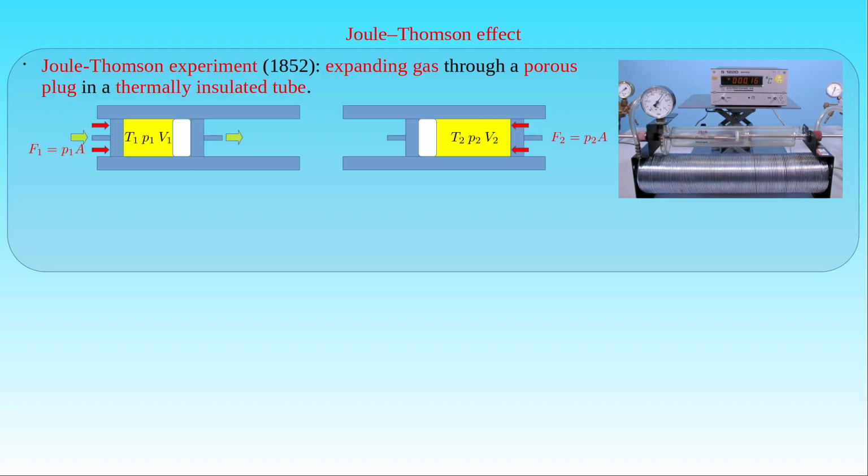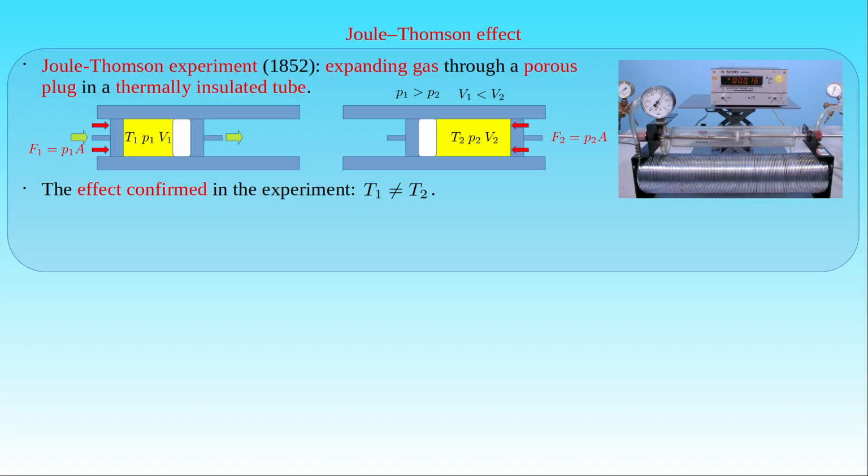On the upstream side, a higher pressure is applied to the piston than on the downstream side, and the initial volume is less than the final volume of the expanding gas. The temperatures T1 and T2 of the gas are carefully monitored on either side of the plug. The measurements show that the temperature of the downstream gas in general is different from that of the upstream gas. Depending on the type of the gas, its initial temperature and pressure, and the pressure drop between the compartments, the temperature of the gas can either decrease or increase as it passes through the plug. This temperature change is called the Joule-Thomson effect.